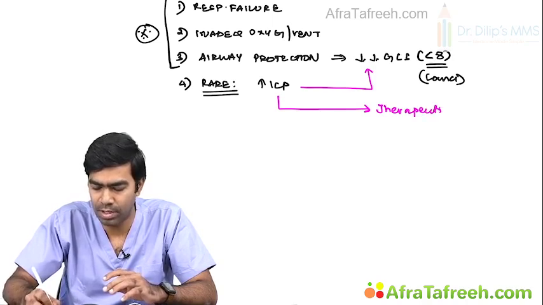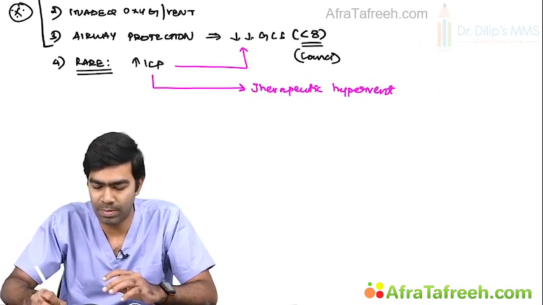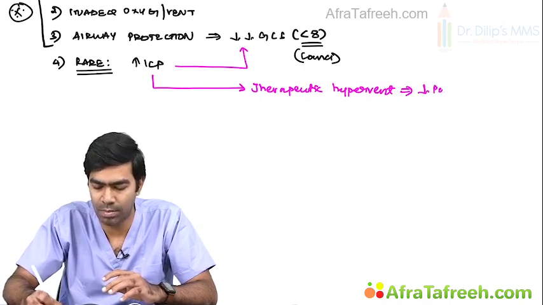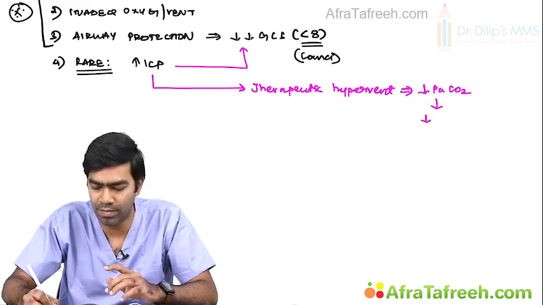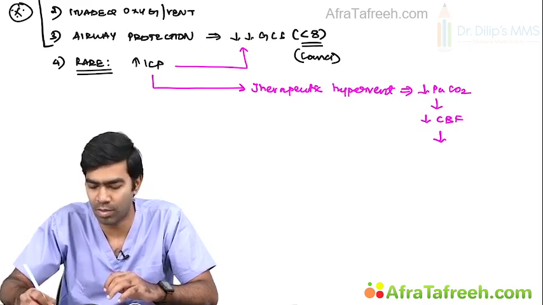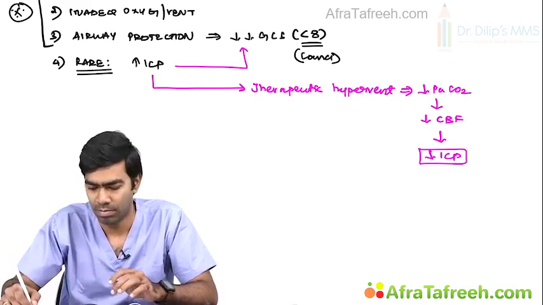Therapeutic hyperventilation. This is a very important concept. Hyperventilation will wash out the carbon dioxide from the body and they will have a low PaCO2. This low PaCO2 will reduce the cerebral blood flow, and reduction in the cerebral blood flow will result in a fall of the intracranial pressure. So this is how it works.